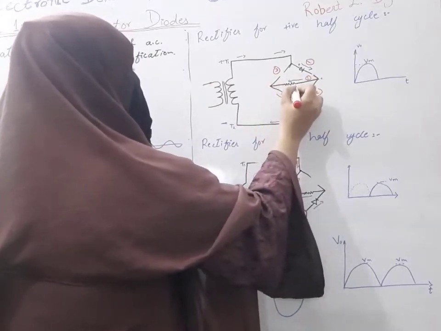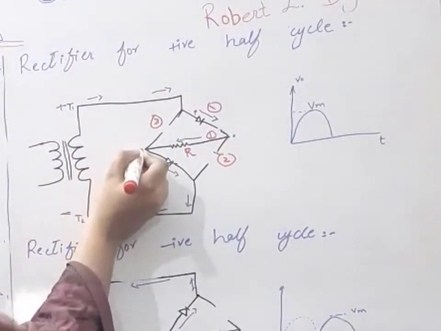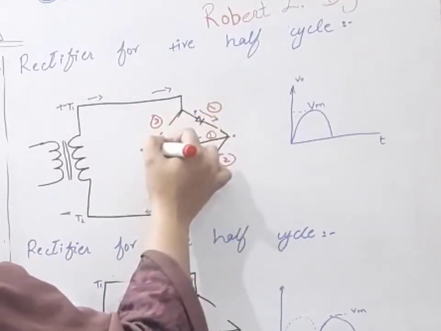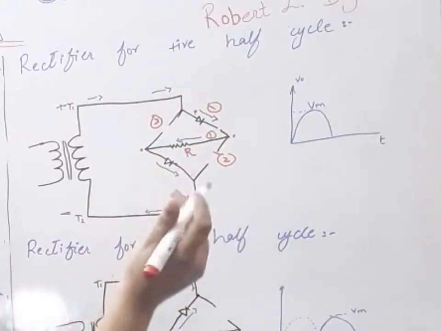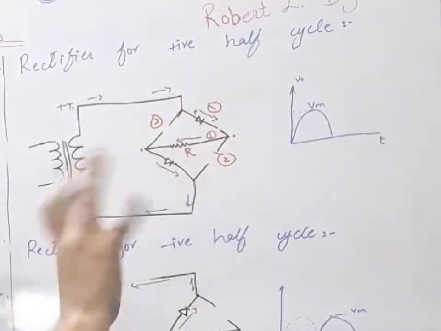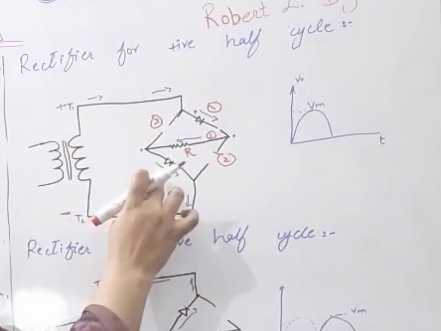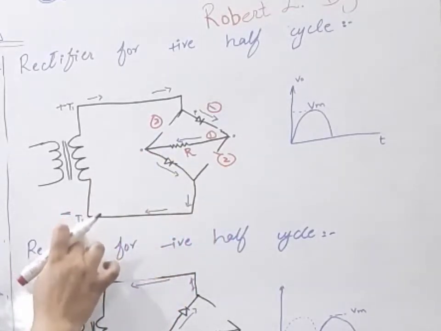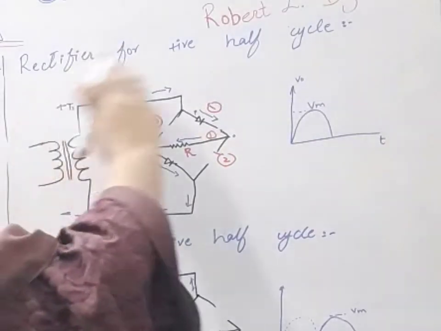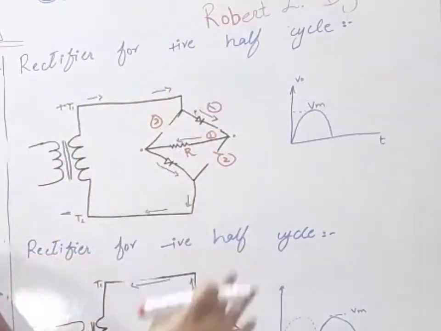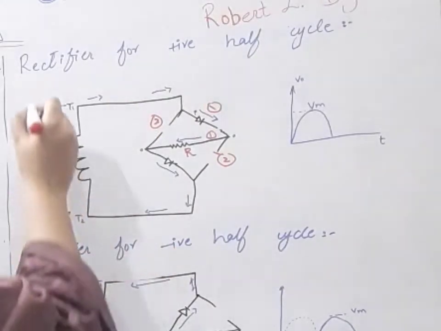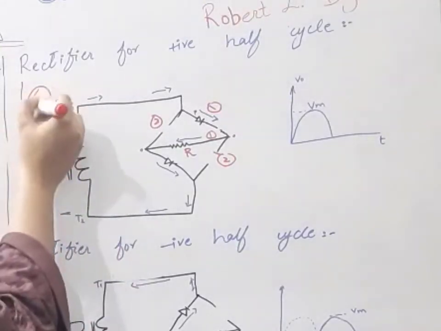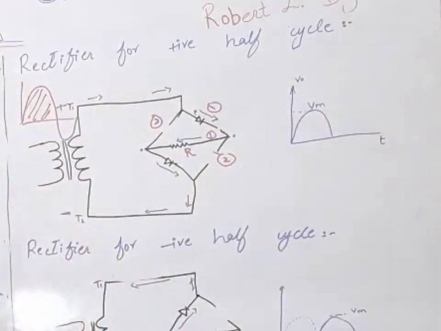Current will flow through resistance R. At this point, it will have again two paths. It can move in this direction and it can move in this direction. So this is the open circuit. Current will not flow here. Current will flow here. This is the closed circuit and P is connected here. So current will flow here and reaches the point T2. So this is the current flow diagram. Here the current flow is shown. And in this case, let us suppose we have the signal like this. Then our positive half will appear in the output signal.